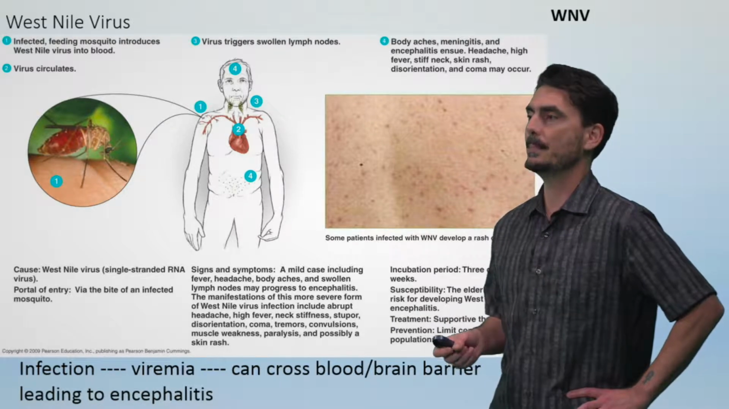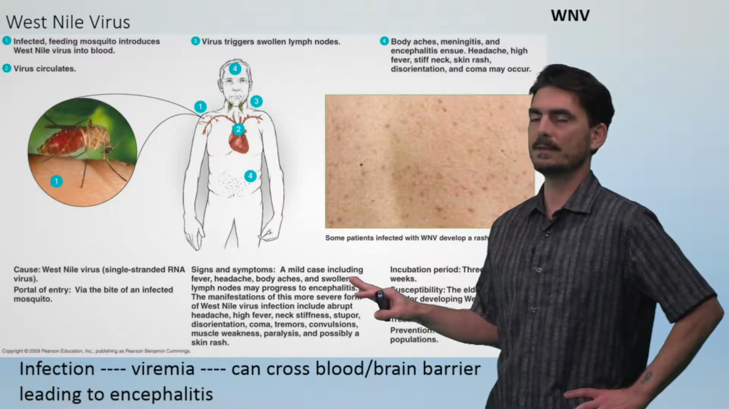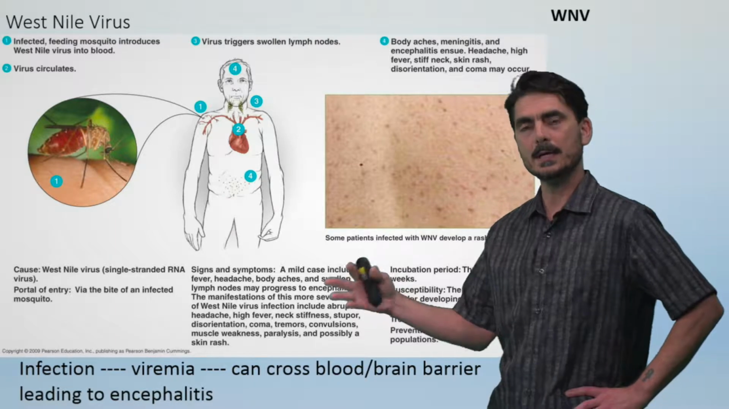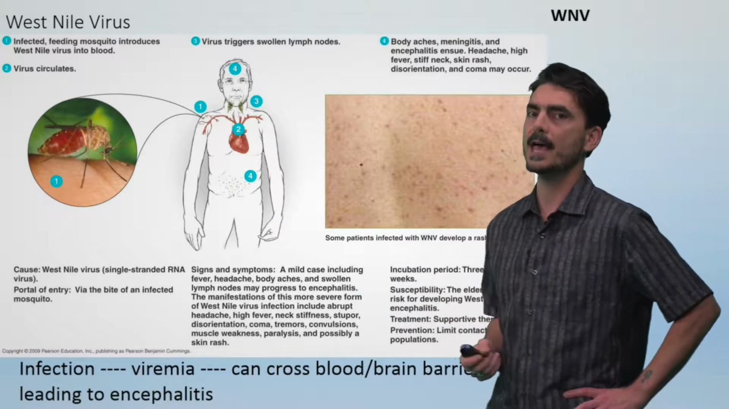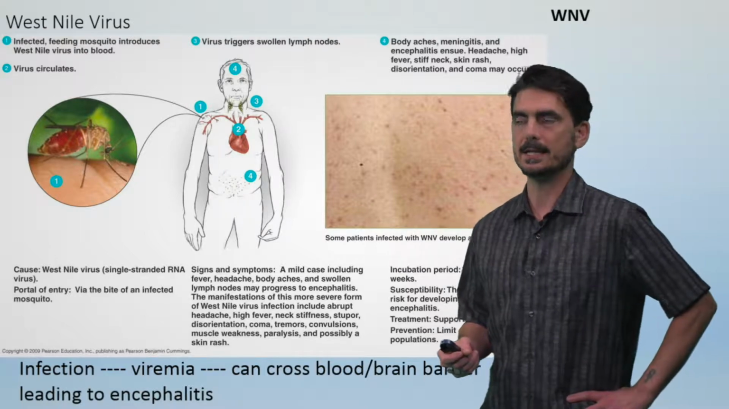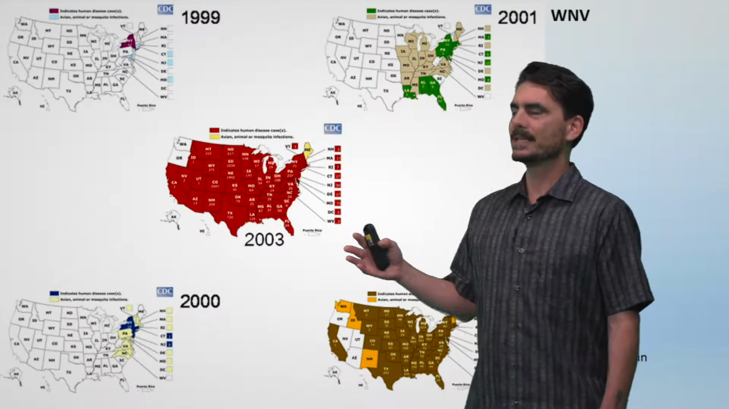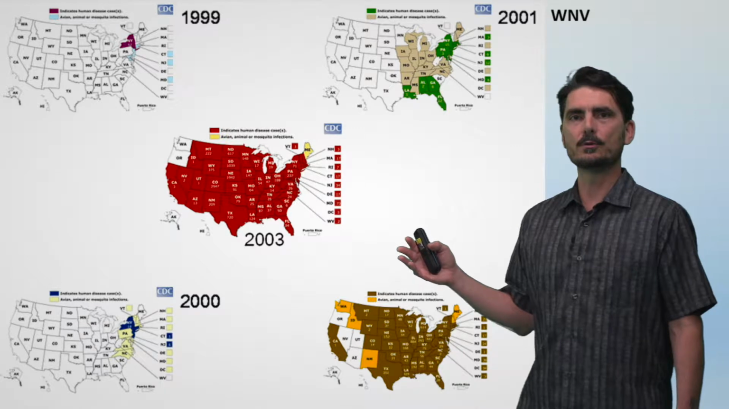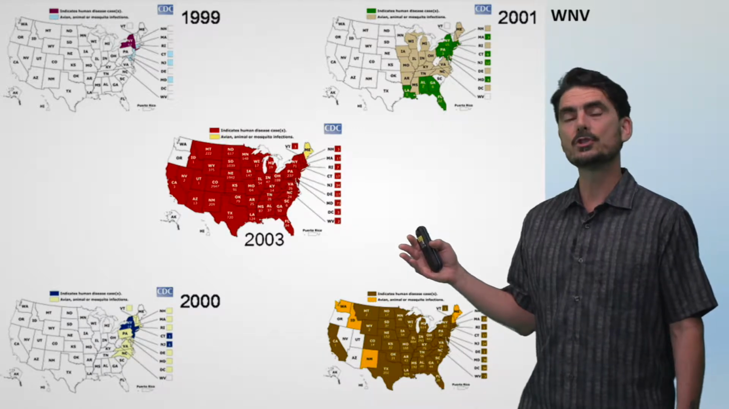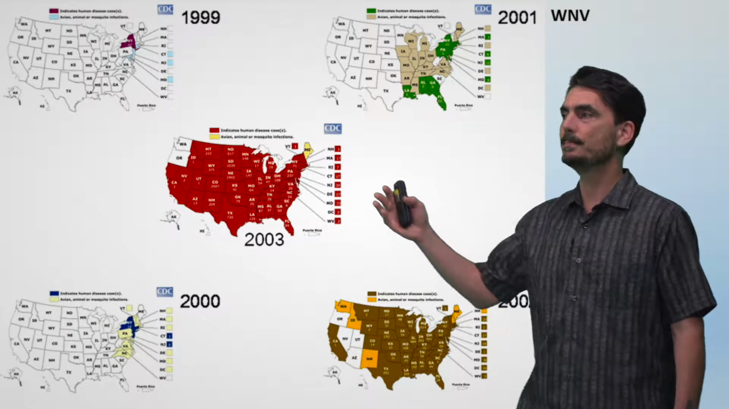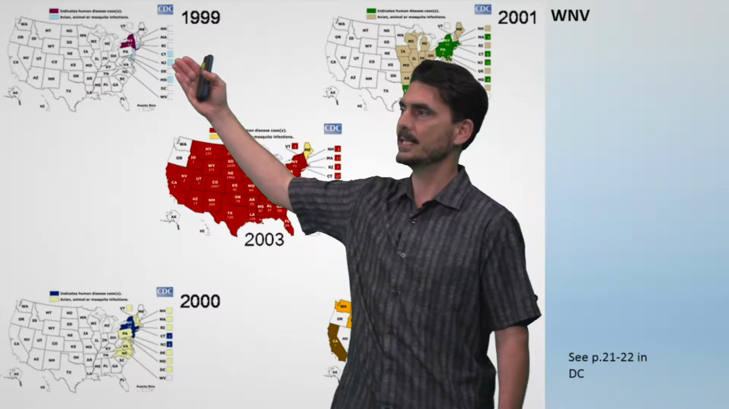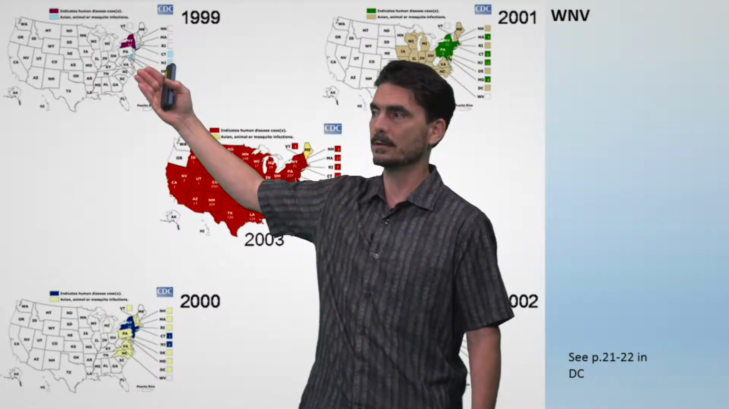Okay, so I'm not going to go into the specifics that are part of your reading because I want to get into a little bit how it's spread so that we can compare that to specifically Zika. So this graphic from the CDC is similar to the graphic in your Deadly Companions book, which is showing the spread of West Nile virus from its entry point in the United States in 1999 in New York.